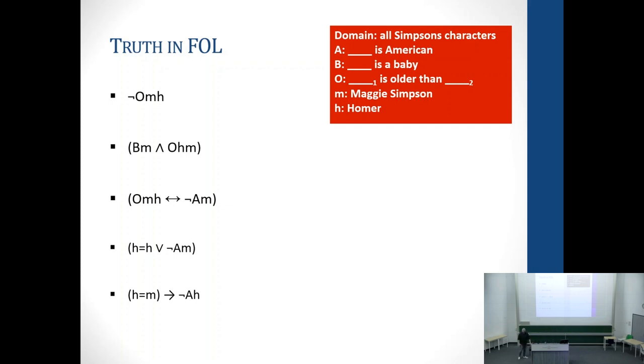Again, we're starting to see it. How about our third one? OMH on one side and not AM on the other. So is Maggie older than Homer? Let's take our left-hand side. It's false, right? Maggie is the baby, Homer's her dad. And what about AM? AM is true. Nice, right? Both sides turn out to be false. And then, of course, we hit the biconditional. And if the biconditional says both sides have the same value, it's happy.